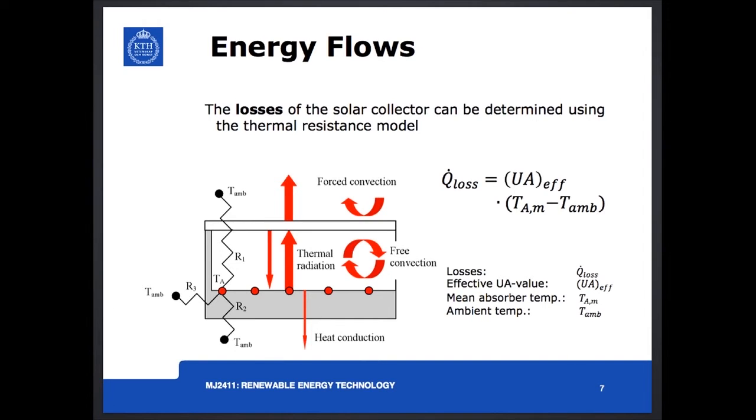We also have heat losses due to thermal radiation, which are shown here as the arrow between the absorber and the glass window, and by the arrow from the glass window to the ambient. And finally, we have heat losses due to convection, free convection on the inside, and forced convection on the outside. As I said, mainly due to wind.